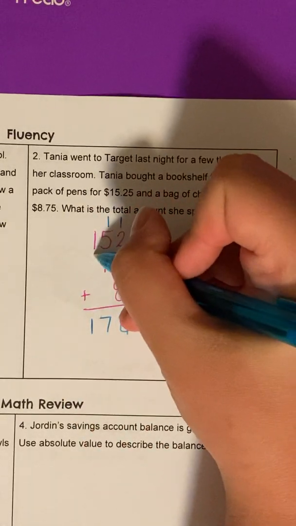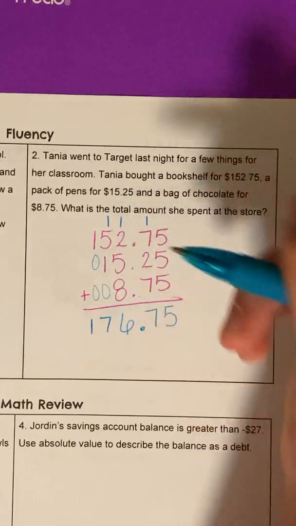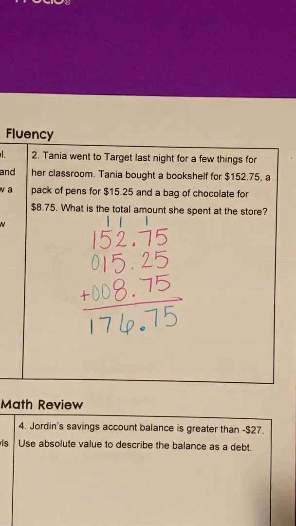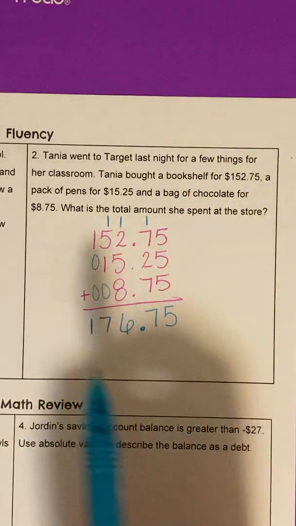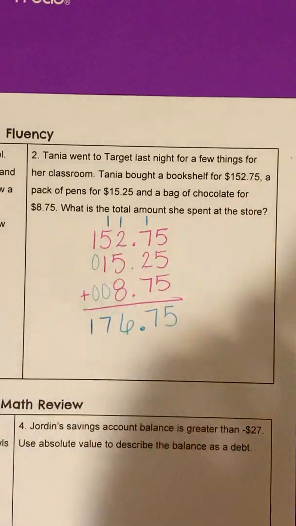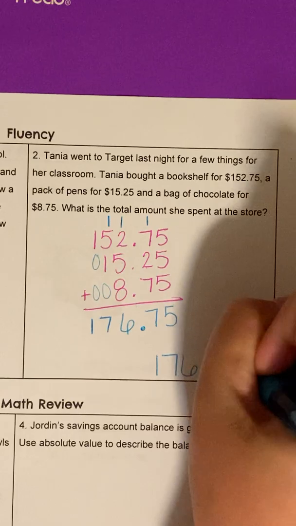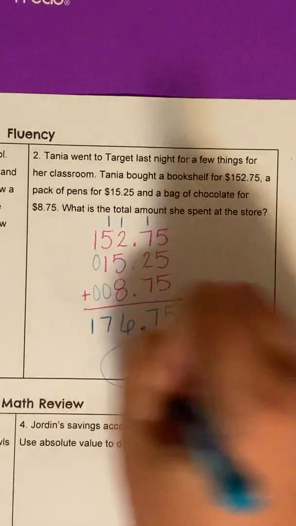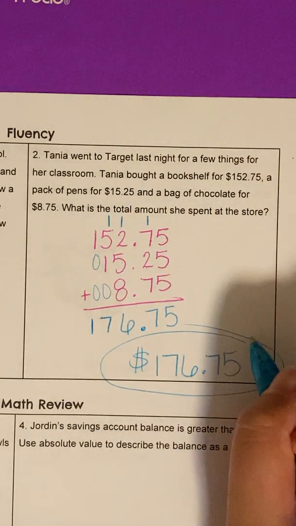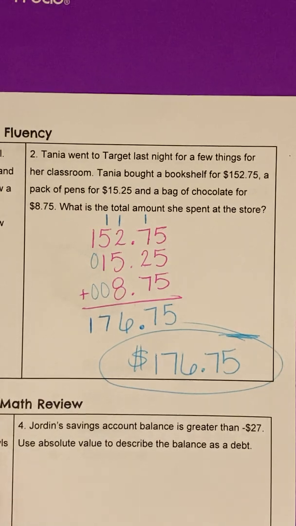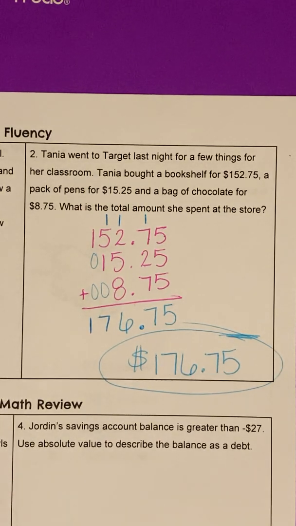If you would like to put placeholder zeros, you may do that. That is fine to help you add, but you do not have to do that. All right, so the total amount she spent at the store, $176.75. Reminder, you can pause, whatever you need to do, rewind your video.